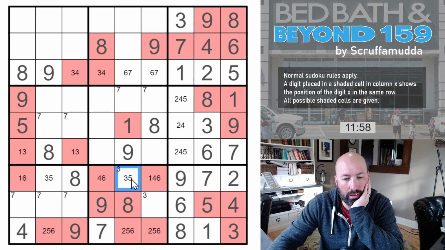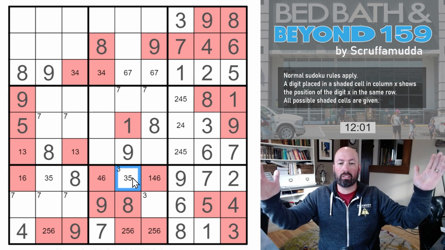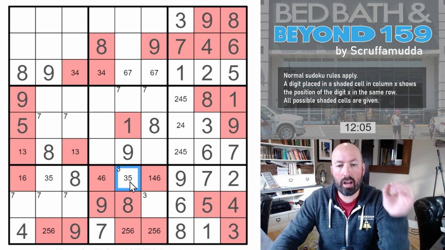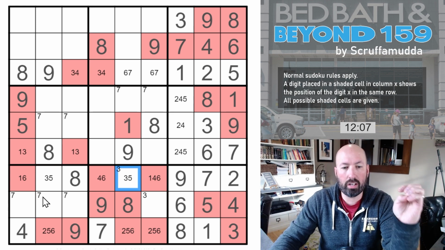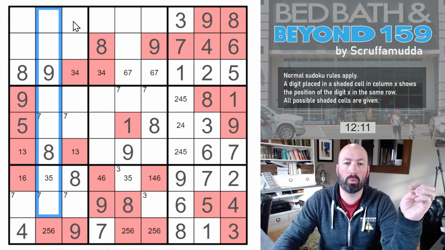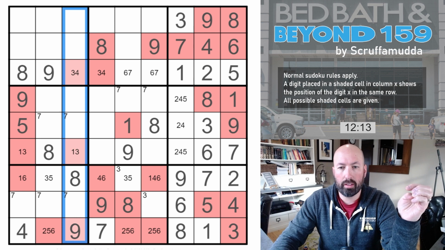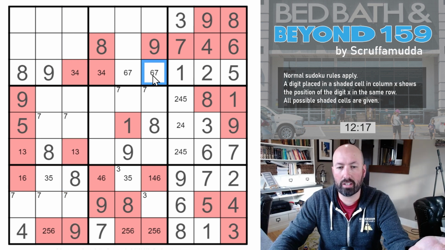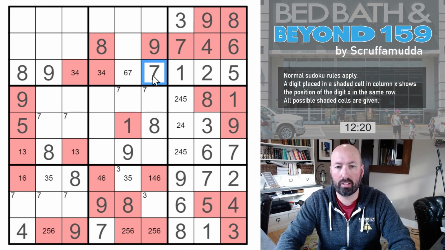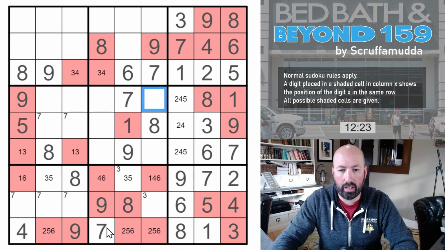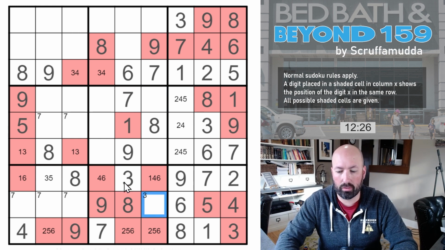Oh, but... oh, yes. I didn't even think about that. Okay. Yeah. In the unshaded cells, we cannot put a 1 in column 1. We can't put a 2 in column 2. We can't put a 3 in column 3 because they'd be referring to themselves. So this can't be a 6 because it would be referring to itself. This has to be a 7 and a 6 and a 7. And so this can't be a 5. This has to be the 3. This is the 5.